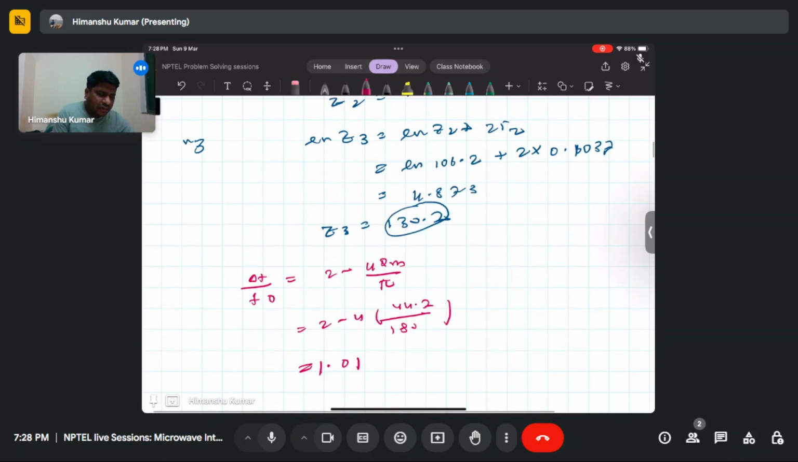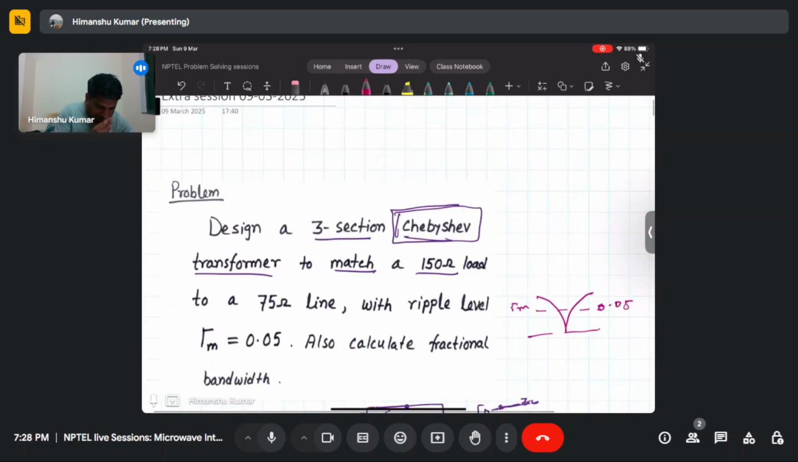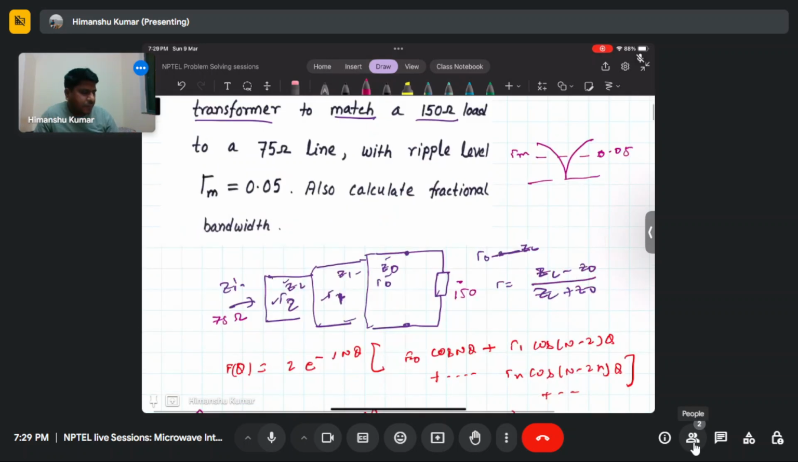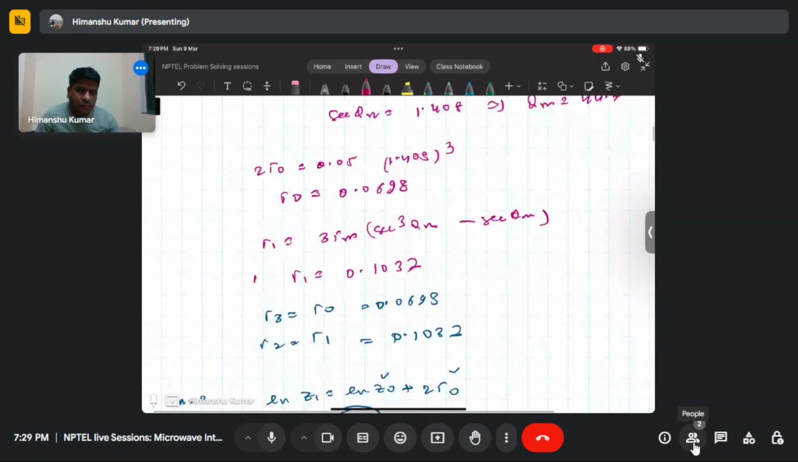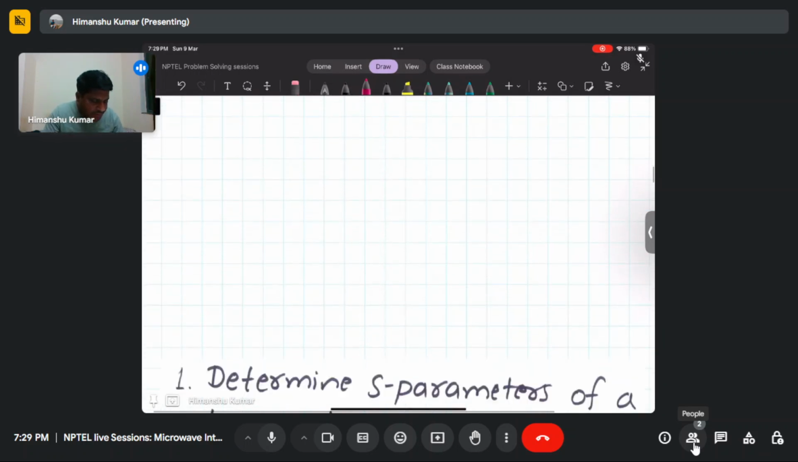That basically defines the Chebyshev impedance transformer design. So if you have any doubt, you can ask, or otherwise we'll move to the next problem. Okay, so I think let's just move to the next problem.